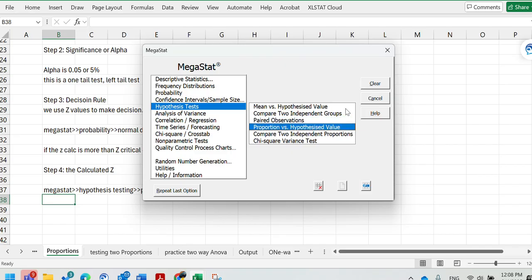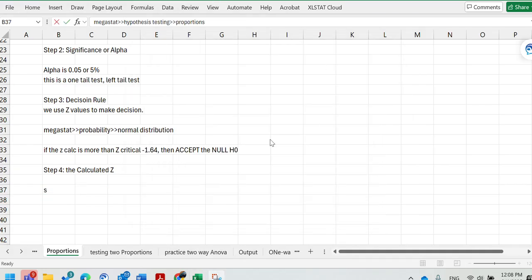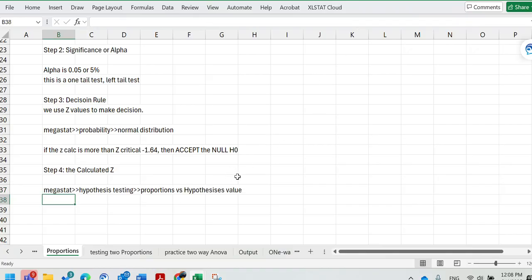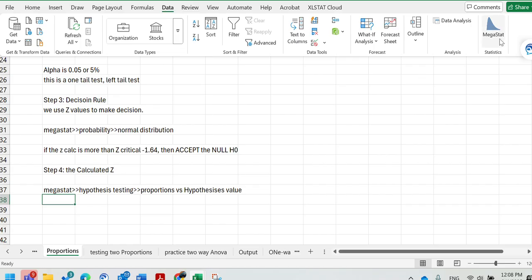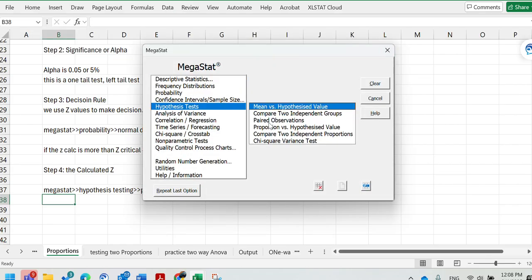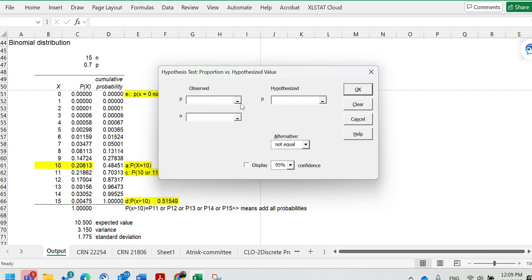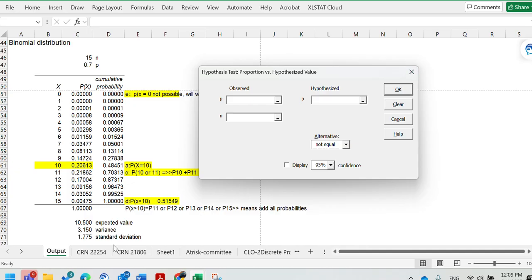Proportion versus hypothesized value. So data, MegaStat, hypothesis test, proportion versus hypothesized value. Now here we need to fill in the details. What is the proportion that is observed?